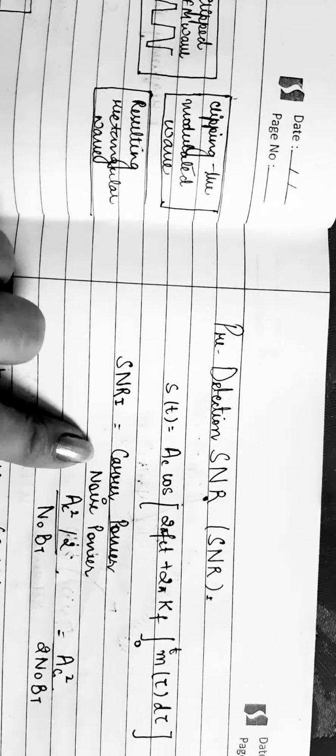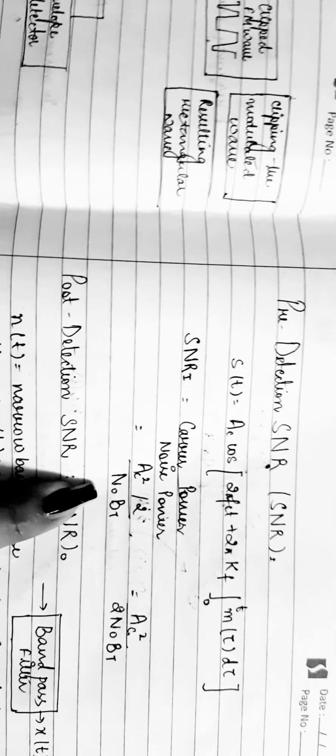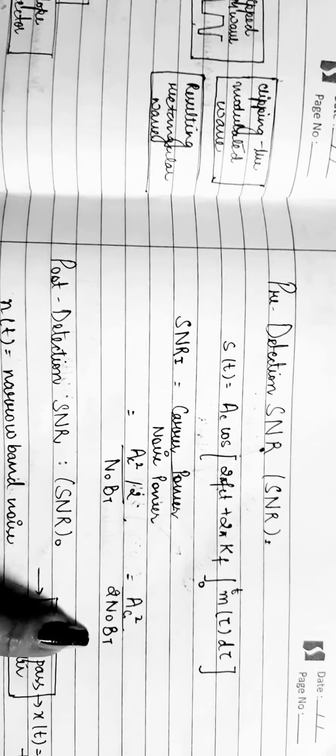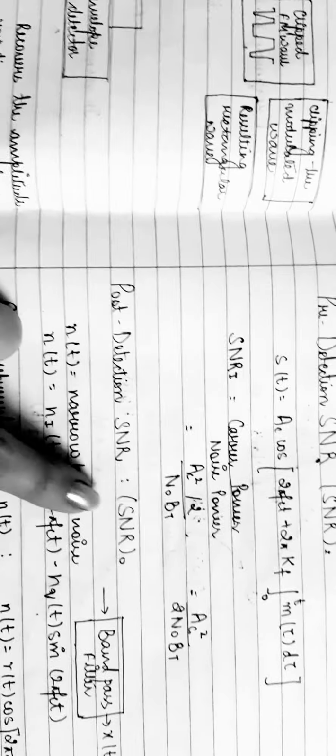Now after this, we'll see the pre-detection SNR, that is SNR input, which is equal to the carrier power upon noise power. We know that the carrier power is Ac²/2 and the noise power is N0 BT, so the SNR input is Ac²/(2 N0 BT). Now this was your pre-detection. Now coming on to your post-detection SNR, that is your signal to noise ratio output.